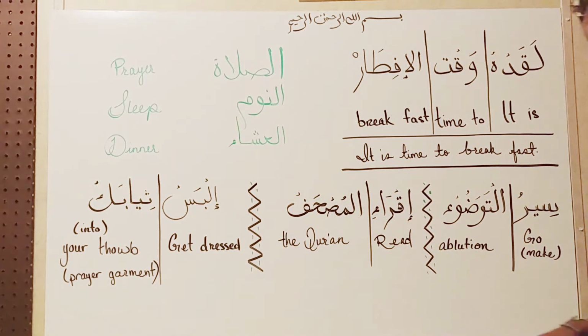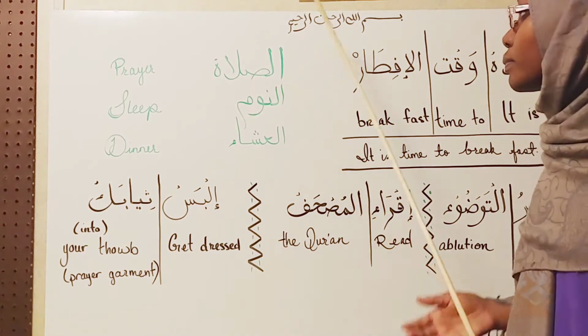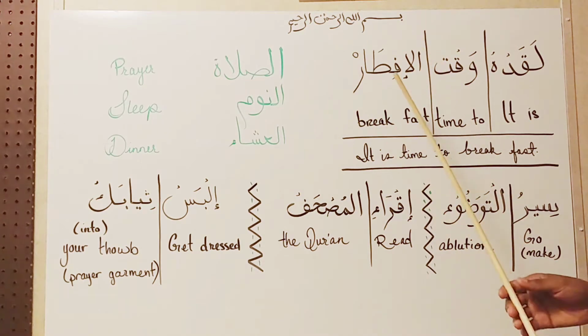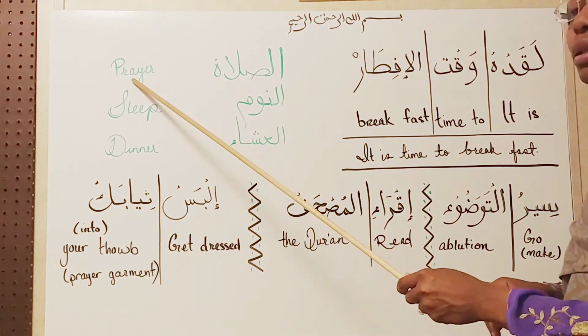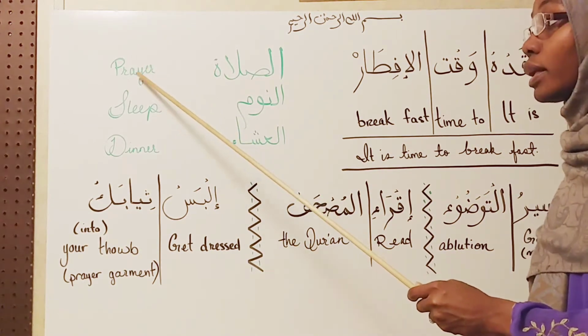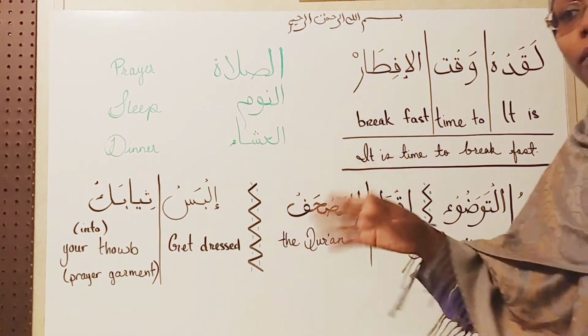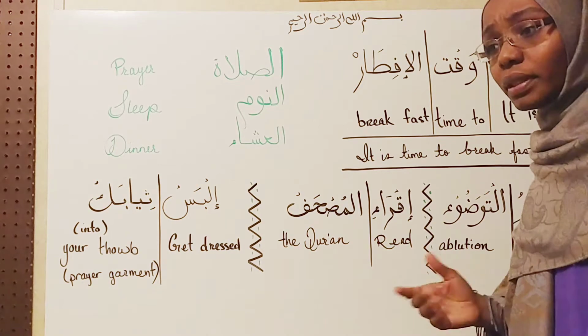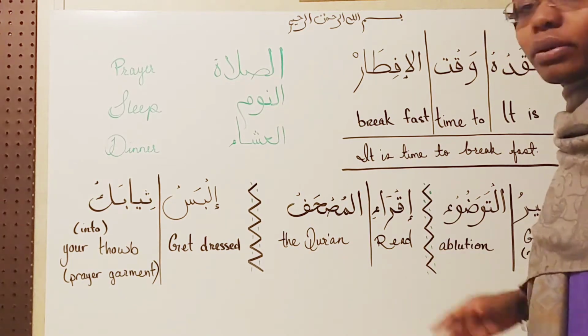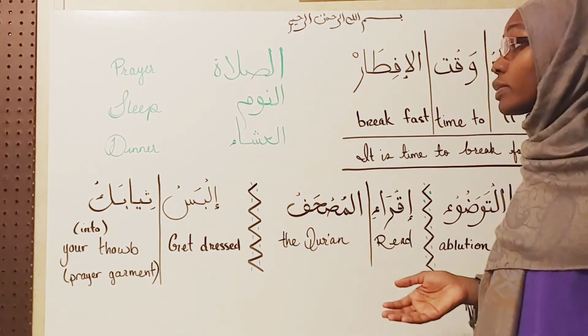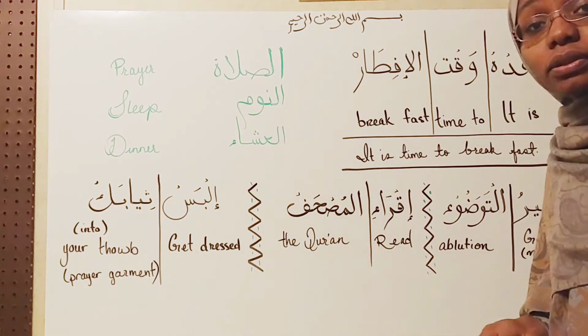You can replace this al-fitar with any noun. لقد هو وقت الصلاة. It's time for salah. It is time for prayer. لقد هو وقت النوم. It is time for bed. If you're talking to your children and you tell them lights out, or however you send your children to bed, لقد هو وقت النوم.